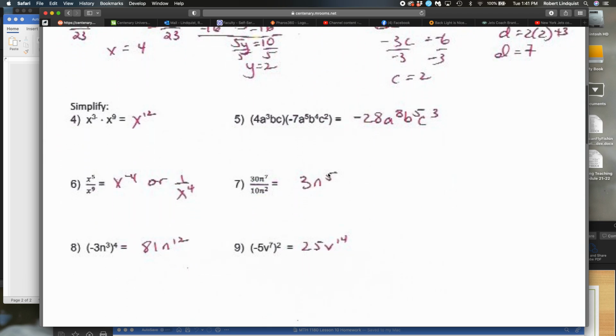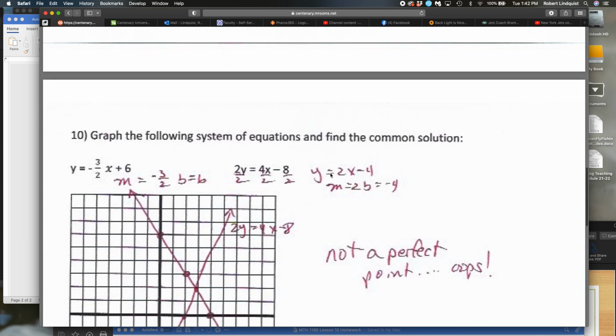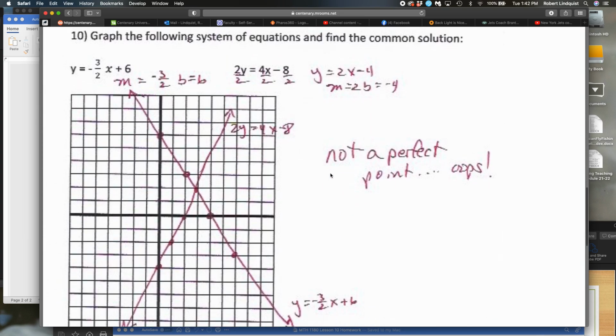Okay. Next set of answers. By the way, I am yawning here, but that's not me snoring. That would be my dog Ziva. Okay. And there's the graph. They do not meet at a perfect point. Sorry about that. A little poor planning on my part.